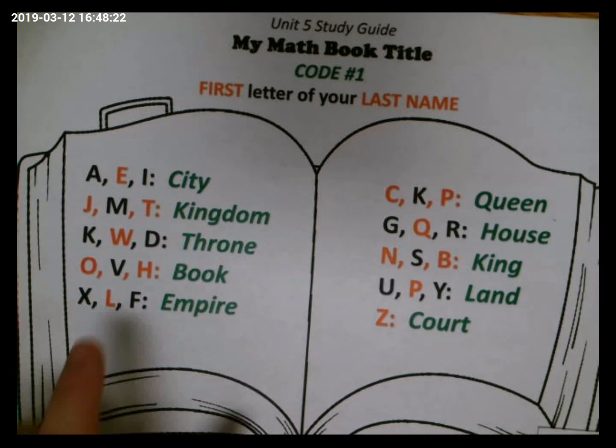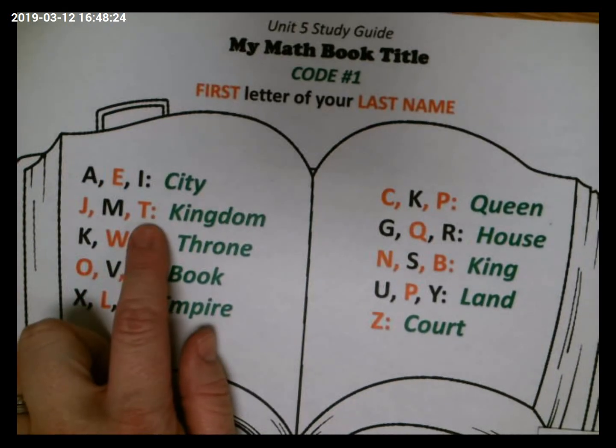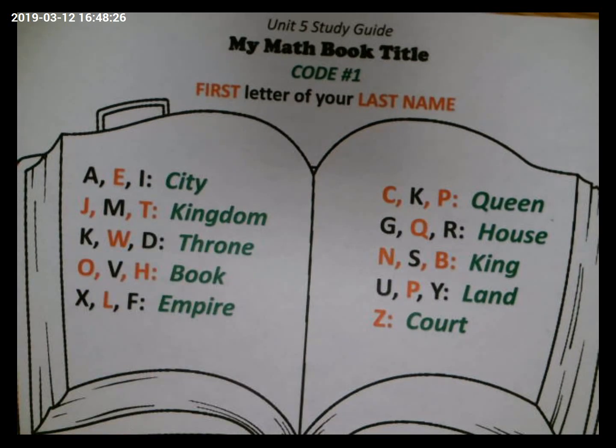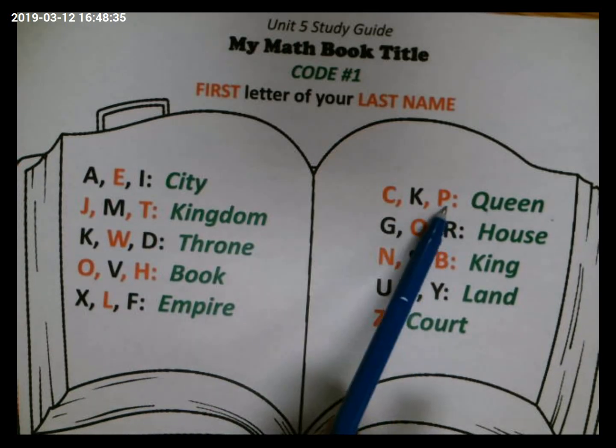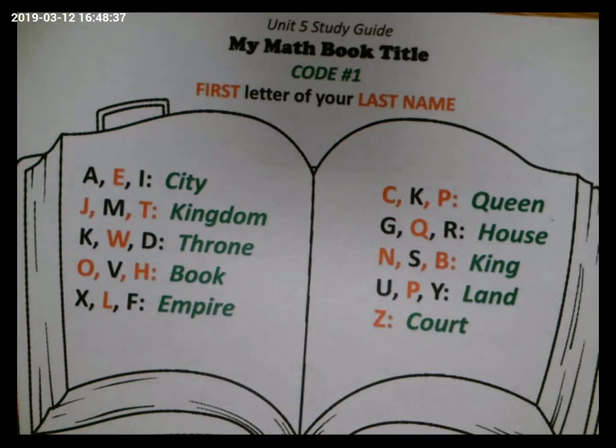So I am Miss Traster. The T is the first letter of my last name. So I will be writing down kingdom. And Miss Tay, what are you going to be writing down for code number 1? All right, so my last name is Pugh, so I'm going to be writing down queen. Ooh, absolutely.